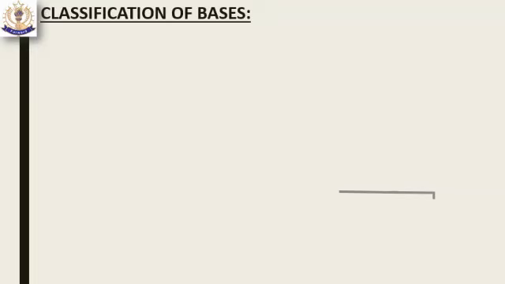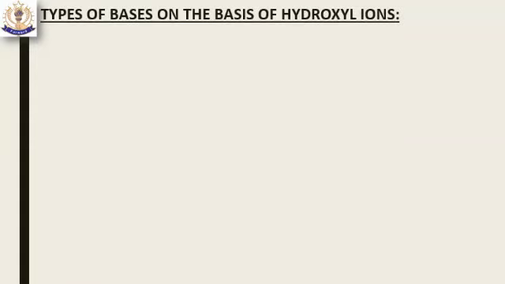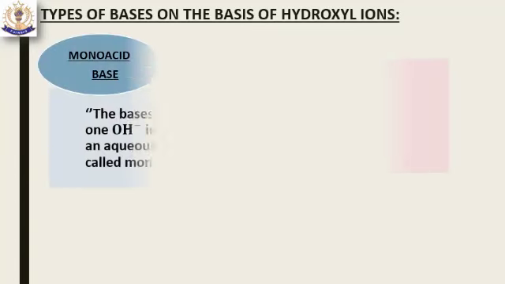Now let's begin the classification of bases. Bases are also classified in two ways. On the basis of hydroxyl ions, it is classified into monoacid bases and polyacid bases. While on the basis of ionization, bases are divided into strong base and weak base. Types of bases on the basis of hydroxyl ions. The first type is monoacid base.